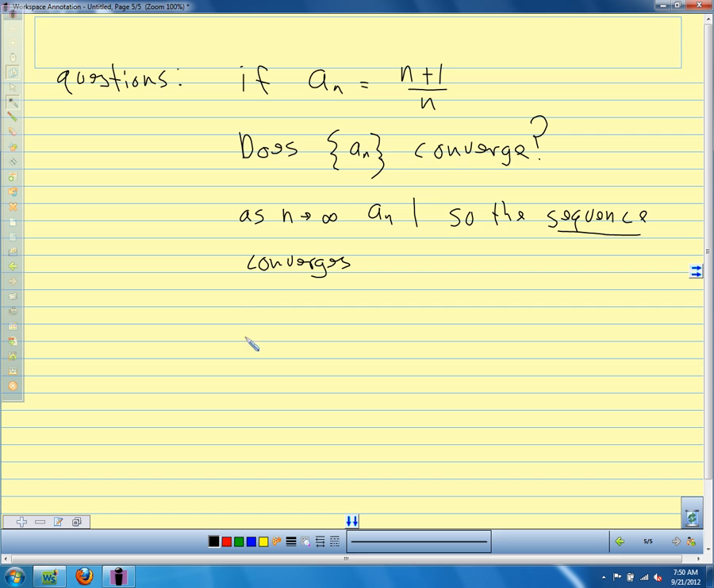How about, does the series converge? So our sequence converges, does the series converge? No? And why not? So our nth term, as n approaches infinity, is 1. That's not 0. So the answer to this is no, by the nth term test.